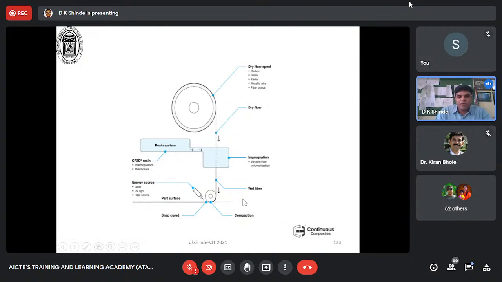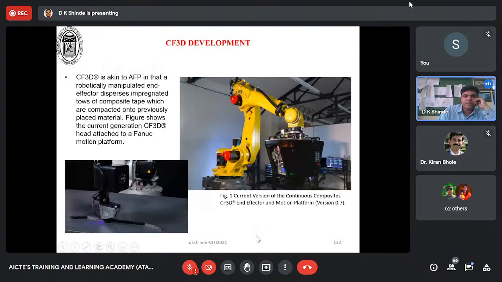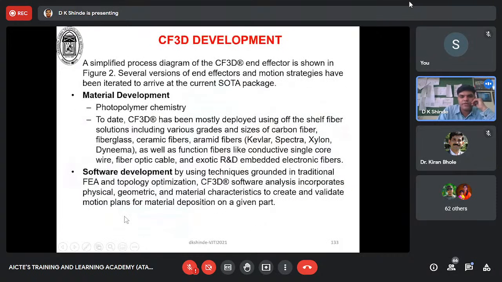So this is what the passing through the roller will squeeze, and excess resin will be taken out. The energy source we are using, like maybe UV or heat source or maybe laser, will be exposed to make the snap curing, the compact curing with the bottom layer, and a very big structure you can develop. Okay, so this is how exactly our setup is shown over here.